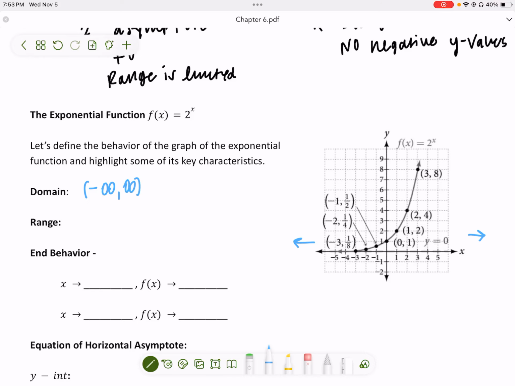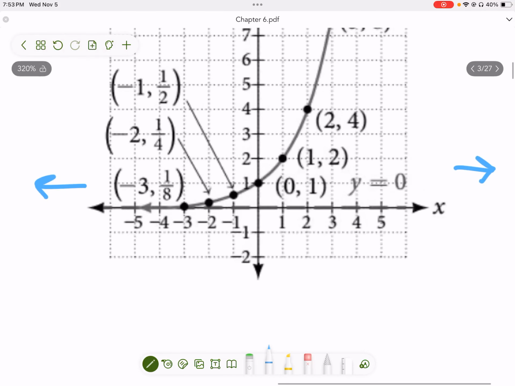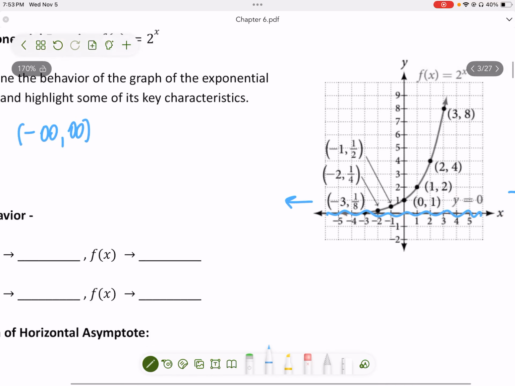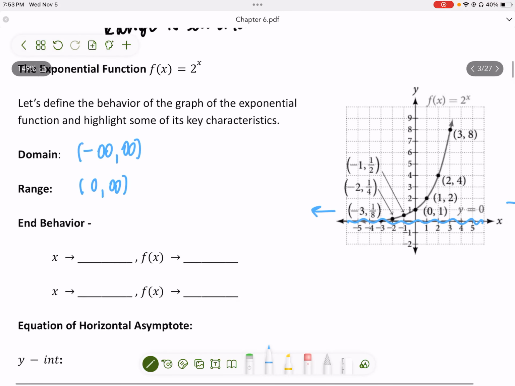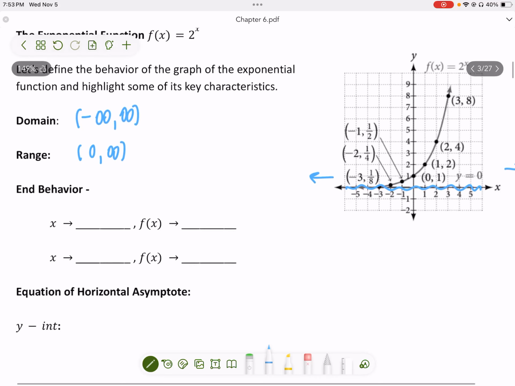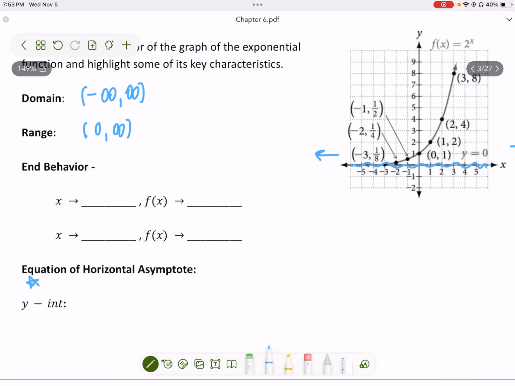The range, like I just mentioned earlier, is limited. It is limited based on this asymptote. So it starts at 0 and goes to infinity. Obviously, we're not going to include 0 because there's an asymptote. So if we jump down here to the equation, that would be y equals 0.